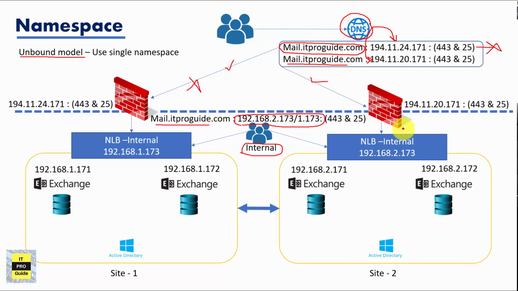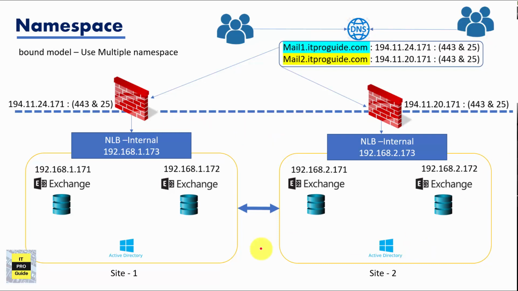So this is called a split brain approach, and this split brain DNS infrastructure also simplifies the configuration of Exchange virtual directories, for example OWA configuration, because the internal URL and external URL values within the environment can be the same value. The second method in namespace is called bound model, which uses multiple namespaces.